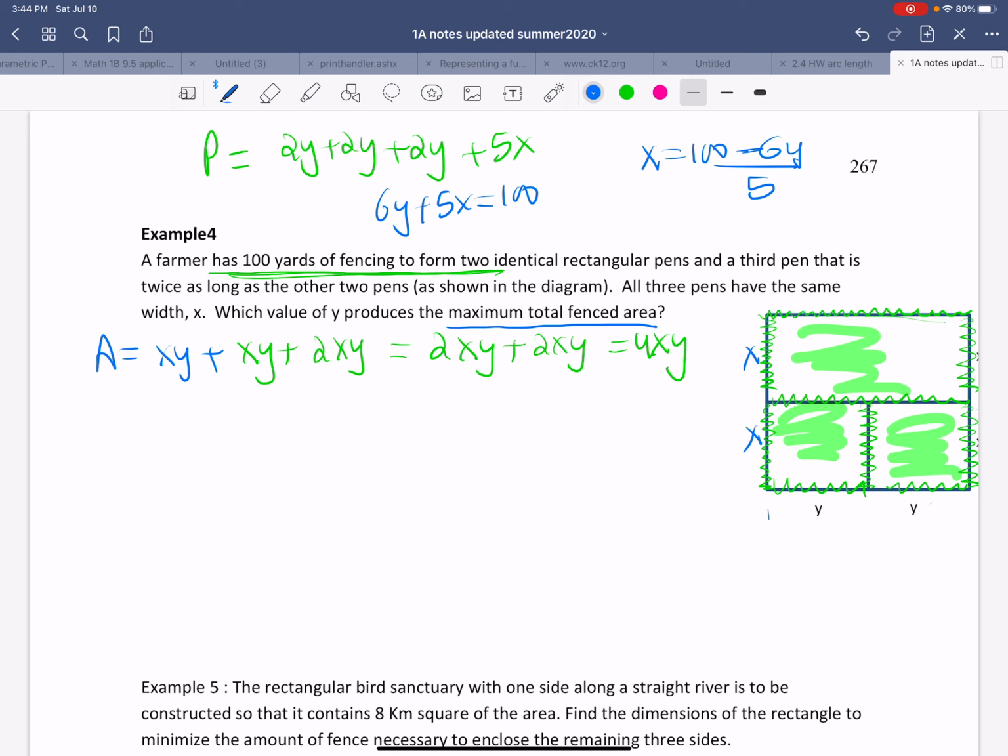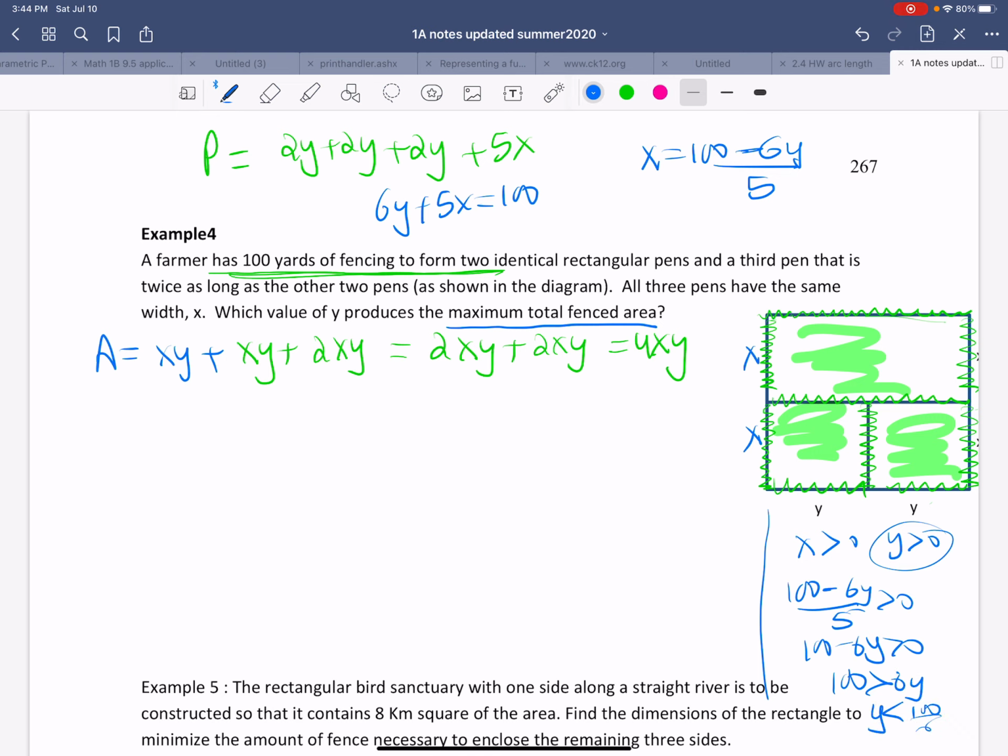Now, if you want to think about the domain here, we want x to be greater than 0. We also want y to be greater than 0. So if we consider y greater than 0, we also want (100 minus 6y) over 5 to be greater than 0. 100 minus 6y to be greater than 0. 100 is greater than 6y, or y is smaller than 100 over 6. That's my domain here. And we cannot have y equal to 100 over 6. We cannot have y equal to 0.